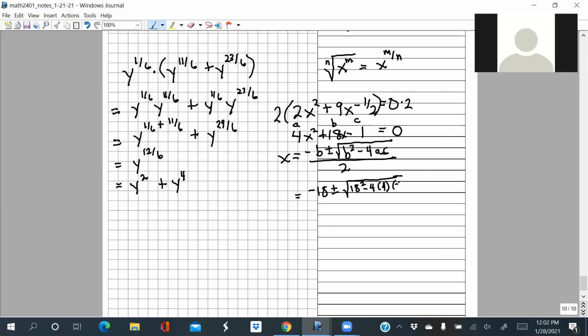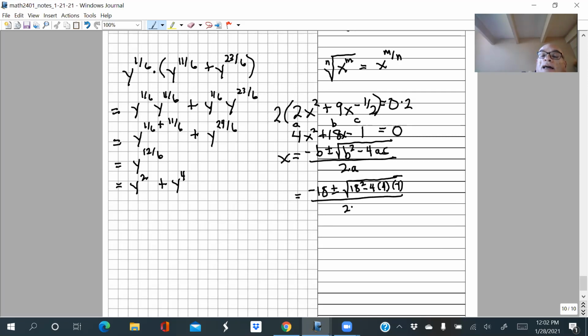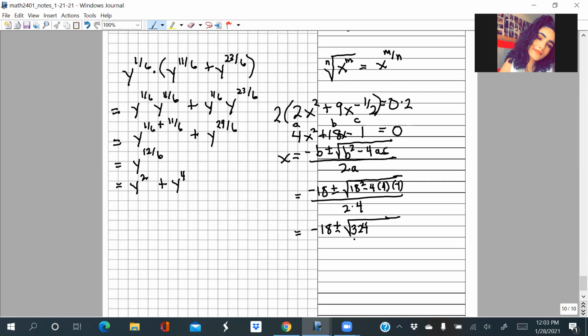Minus 1, right? Not a 1, but minus 1, all over, forgot to write 2a here, all over 2 times 4, which is the a, right? So I get minus 18 plus or minus the square root of, wow, guys, what's 18 squared? Is that 324? I think so.